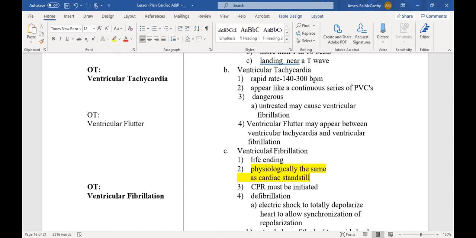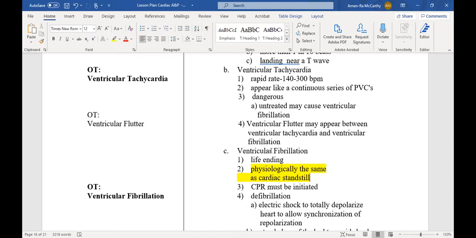Because it'll go from PVCs, oh, he's having some PVCs. Then if you don't treat it, all of a sudden now he's in V-tach. And if we don't treat that, he'll go into V-fib. And if we don't treat that, he'll go into flatline, right? It's a rapid decline, right? So when you see V-tach or V-fib, you need to call the code. The code team needs to be there, all right?